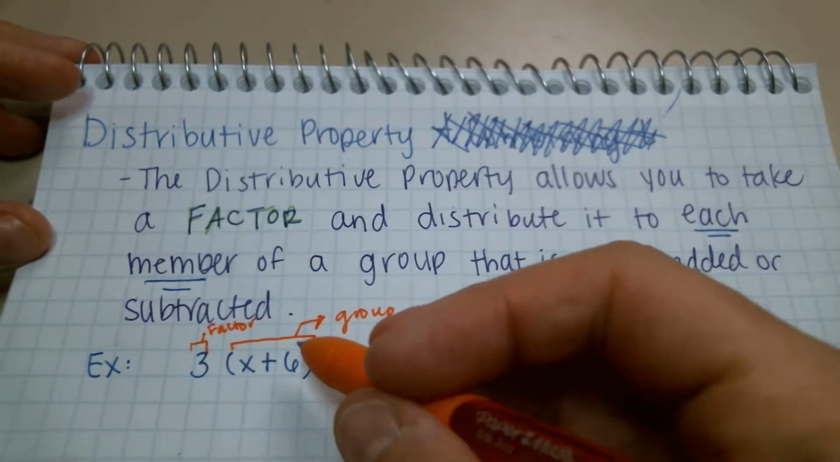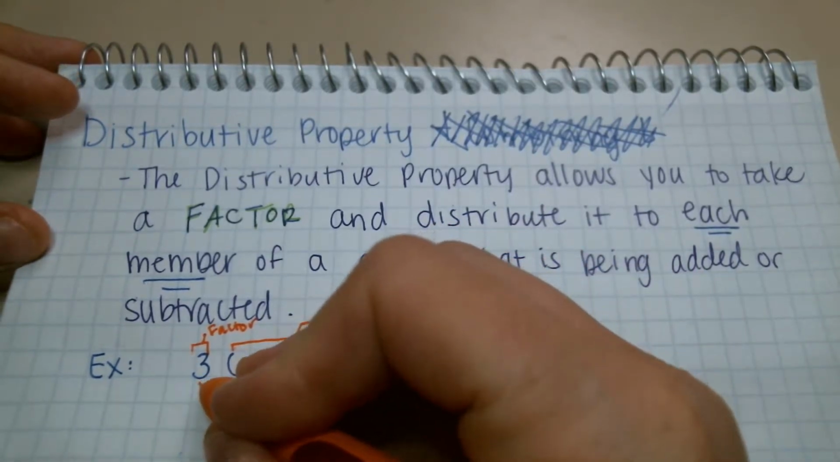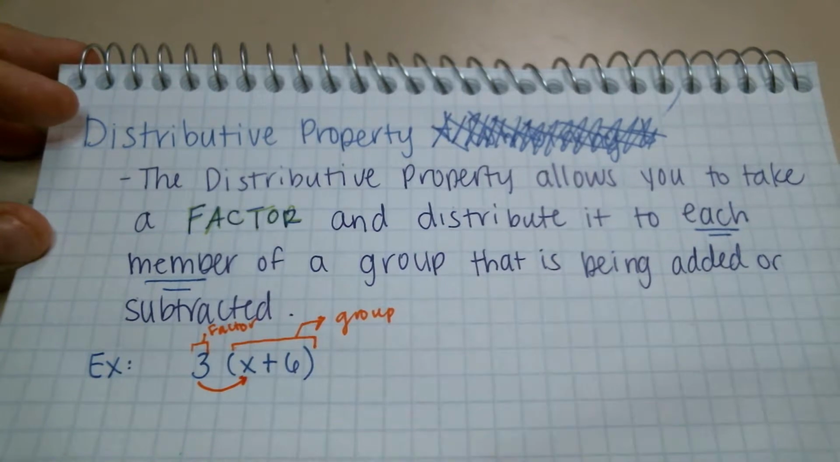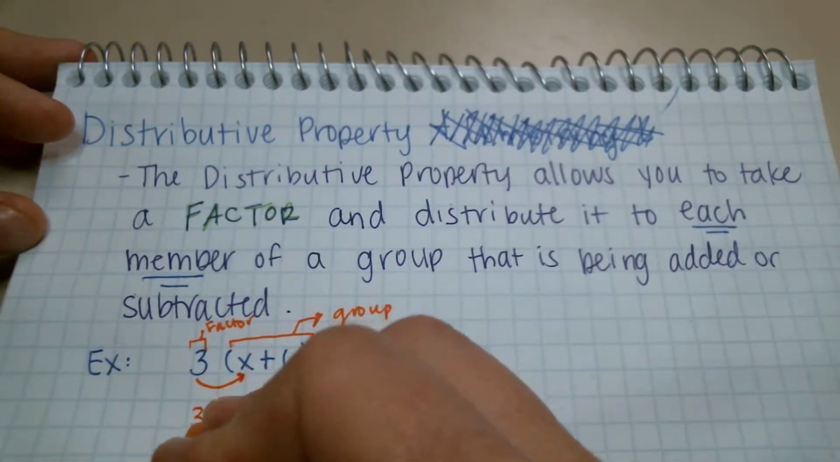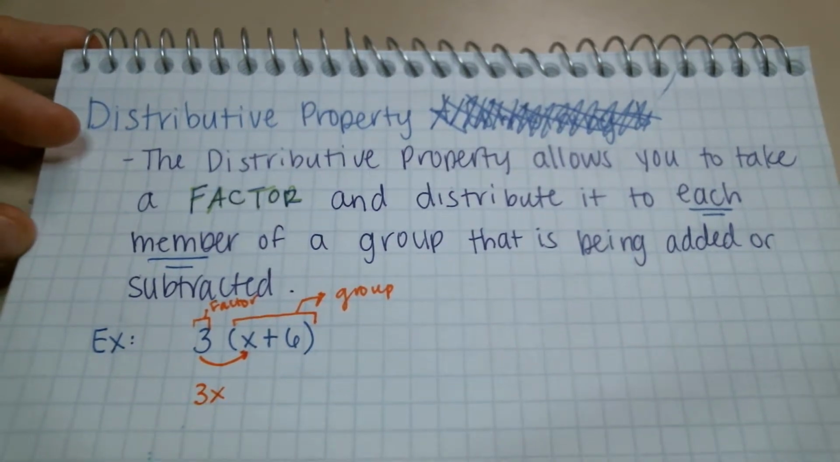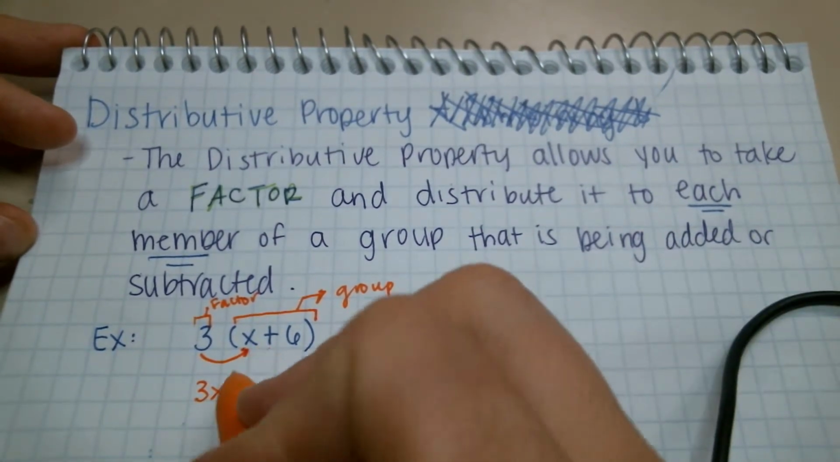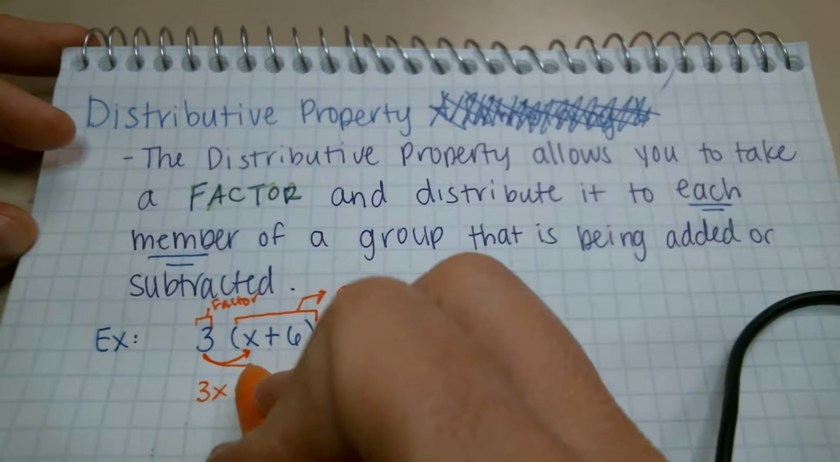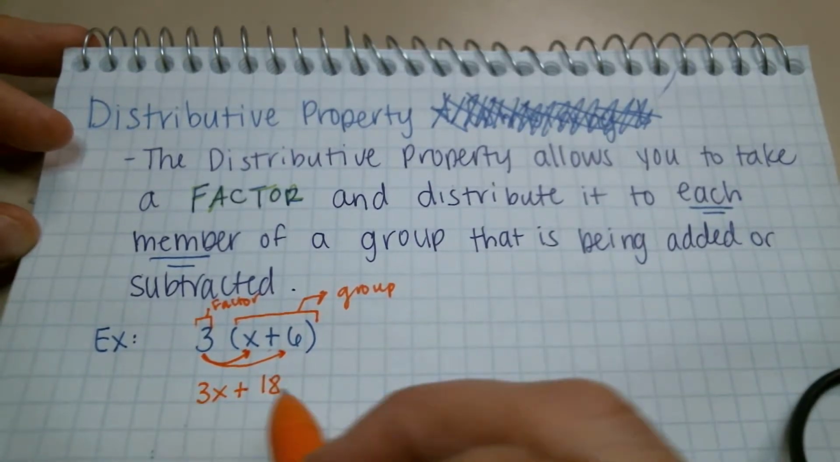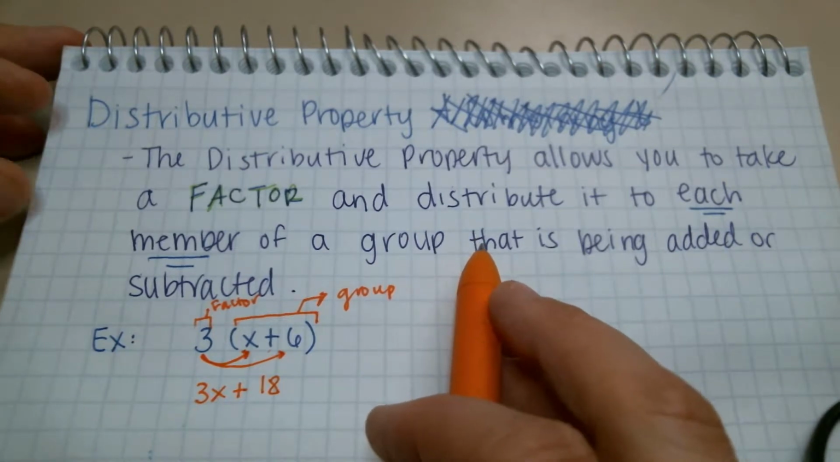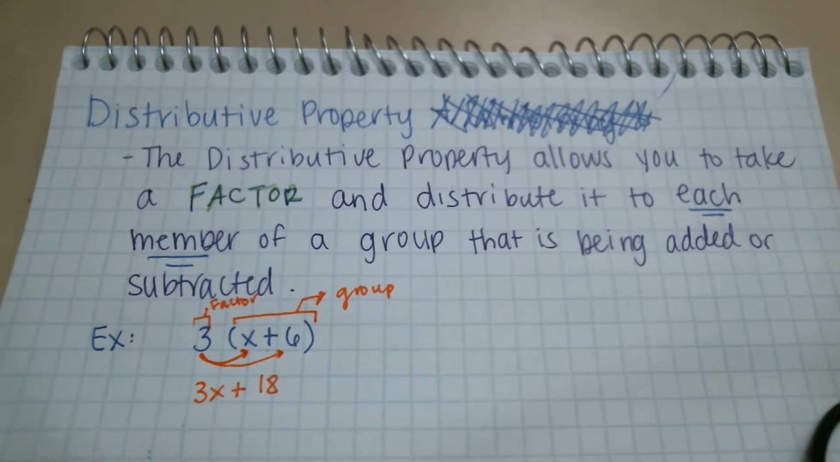So in this case, what we like to do is use arrows to show what we're multiplying. We would multiply 3 times x to get 3x. And since this is plus, we're going to do plus 3 times 6, and 3 times 6 is 18. And that's it. I've distributed 3 times the quantity x plus 6.